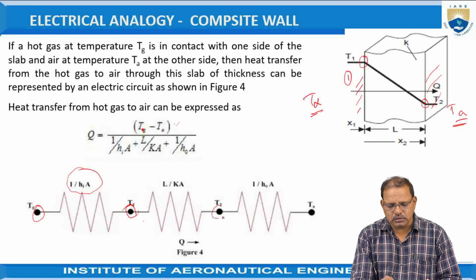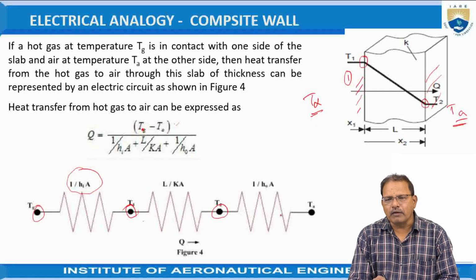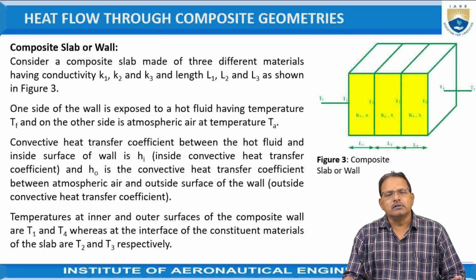Again from T1 to T2, the energy is flowing by the conduction process. Afterwards from T2 to TA, that is the outer surface of the solid to the atmosphere, again the convection process, having resistance equal to 1 by H naught A naught. The composite slab or the wall now.